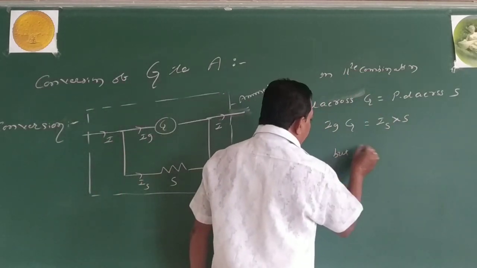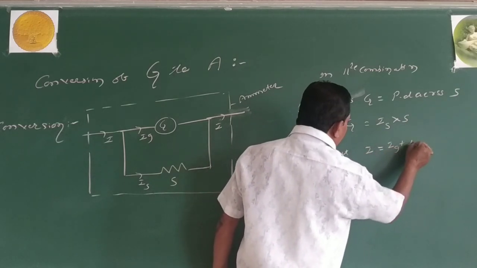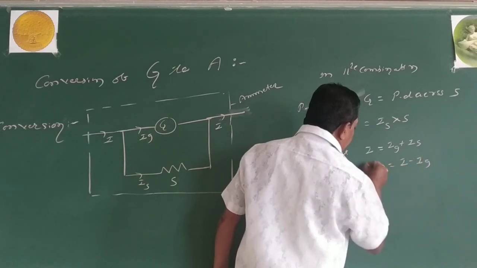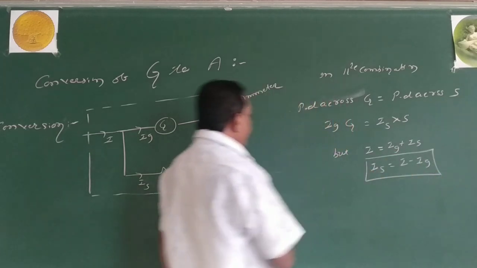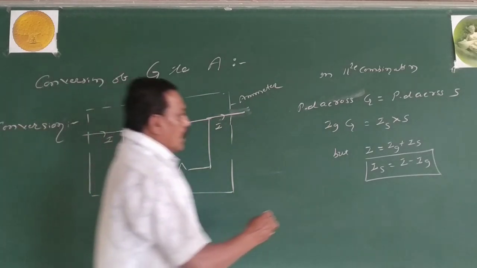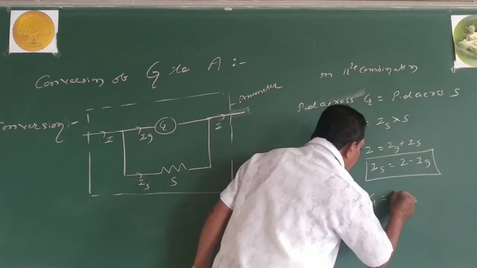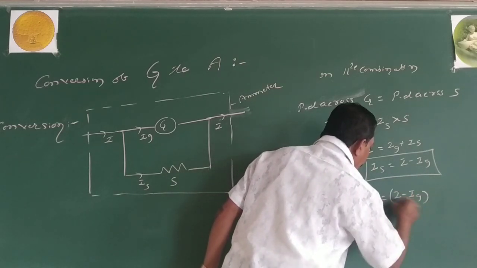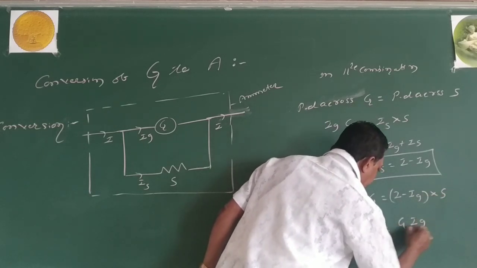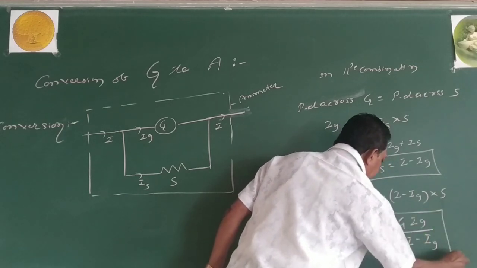But I equals Ig plus Is, then Is equals I minus Ig. The total current I equals Ig plus Is. Then Ig into G is equal to (I minus Ig) into S. Then S equals G into Ig divided by (I minus Ig). This is my equation.